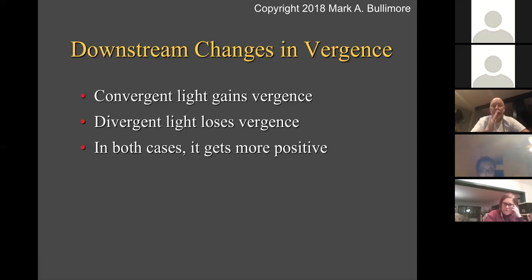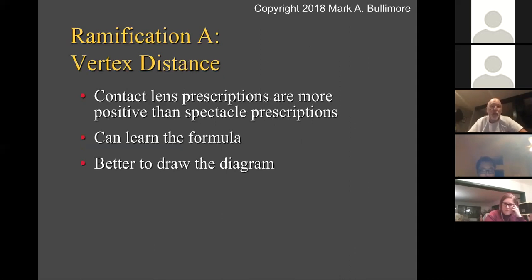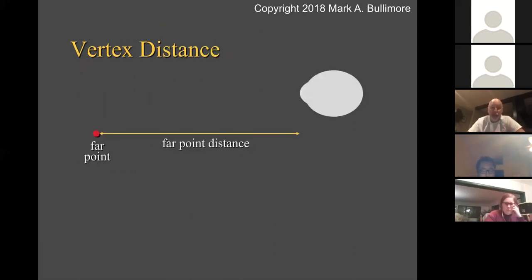So as you go from one thing to another thing, or from one lens to another lens, or from a lens to the cornea, the vergence of light will generally get more positive, and that's an important thing to remember. One of the ramifications of that is vertex distance, and we need to remember that contact lens prescriptions are always more positive than spectacle prescriptions. We can learn the formula, but again, it's better to understand what's going on.